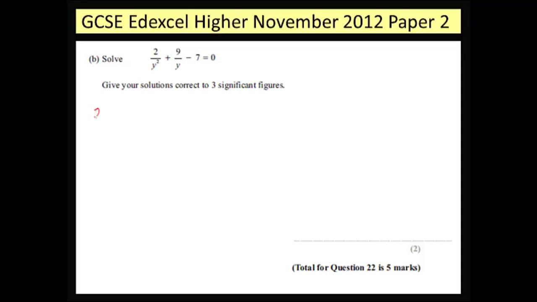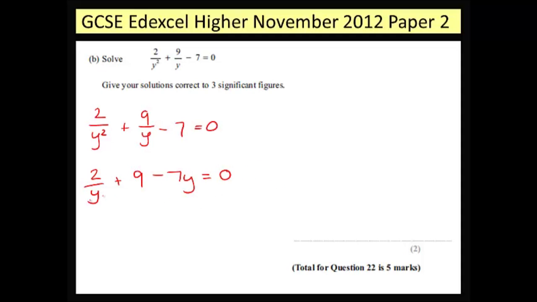If I take this equation, which is 2 over y squared plus 9 over y minus 7 equals 0, what I can do is multiply both sides by y. Now this will cancel the denominator here, and let's have a look at how that turns out. If I take 2 divided by y squared and times it by y, this now becomes 2 over y. If I take the 9 divided by y, times it by y, it becomes just 9, and this becomes minus 7y. 0 times y stays the same.